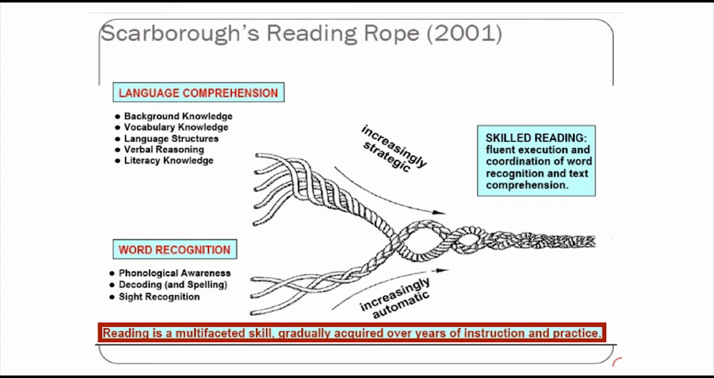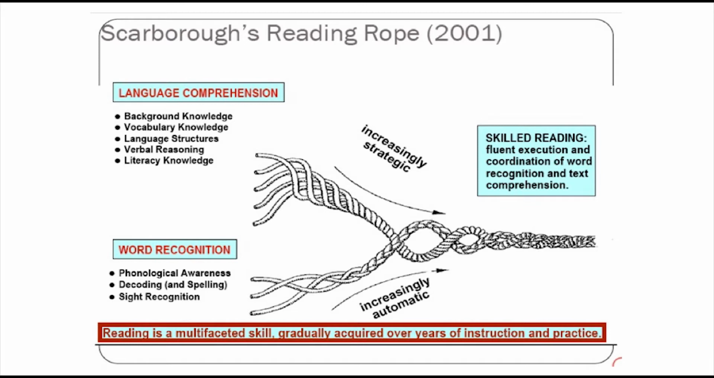Now this next one, Scarborough's Reading Rope, gives us a more complex look at reading and how it comes together. It takes word recognition, that decoding part, and breaks it down more thoroughly to say, here's all the things that come into word recognition, and then the comprehension and how that's broken apart. And I really like how this model shows how these skills are all wound tight so that they almost look like one thing happening.